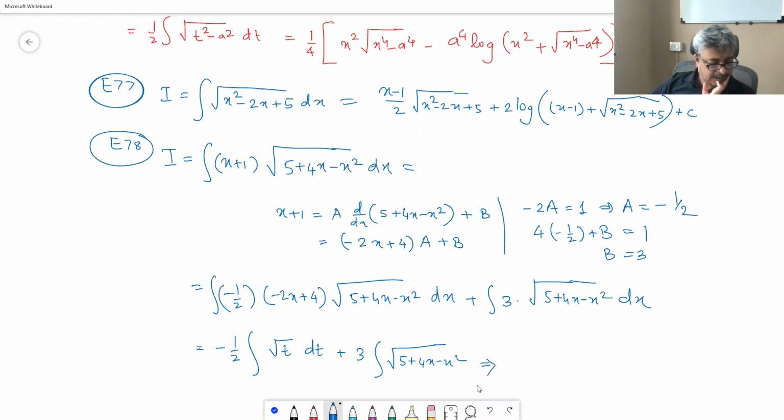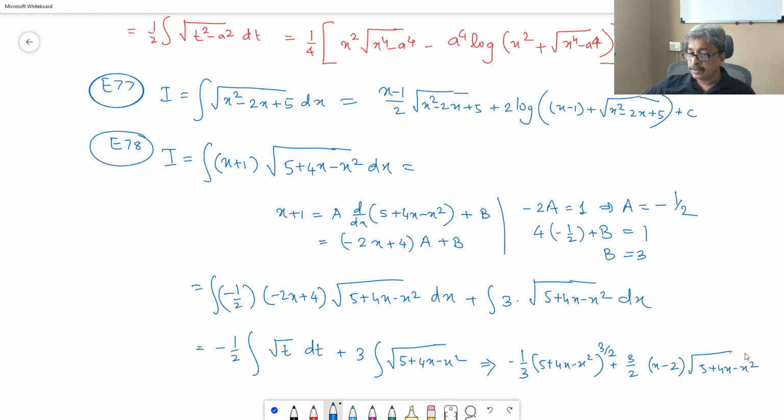Therefore the final answer is minus 1/3 into 5 plus 4x minus x square raised to 3/2 plus 3/2 times x minus 2 radical 5 plus 4x minus x square. The last term is plus 27/2 sine inverse x minus 2 upon 3 plus c. I hope you have understood this.